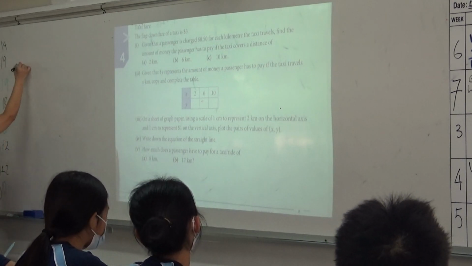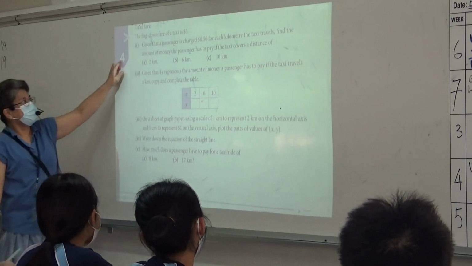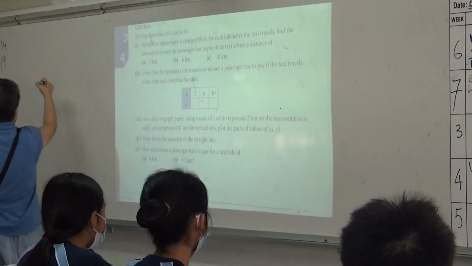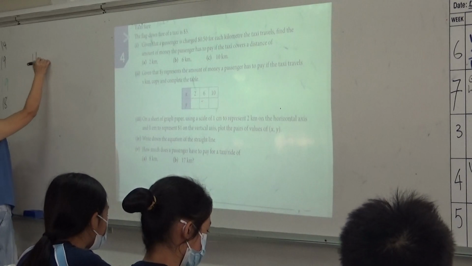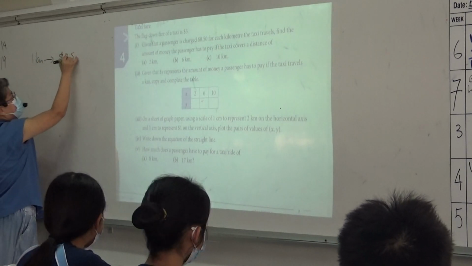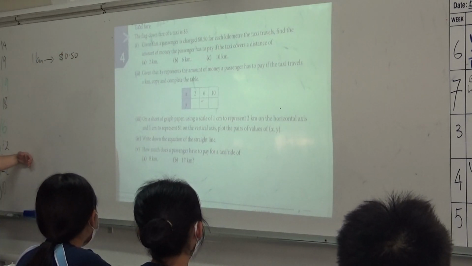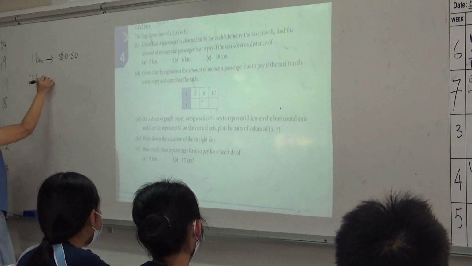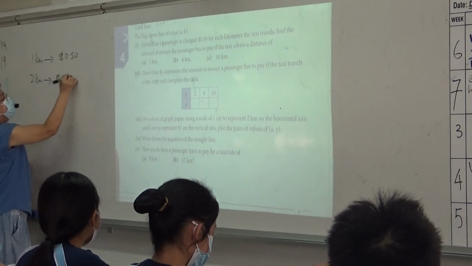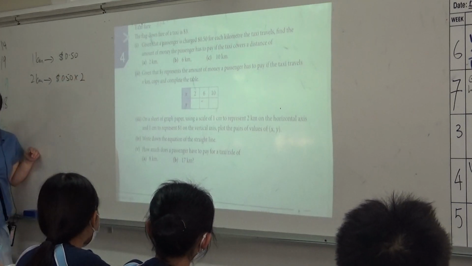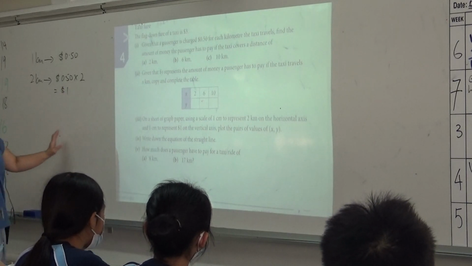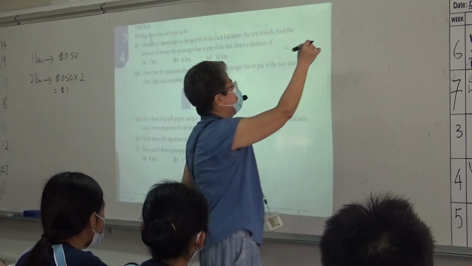All look up. Now, they say, given that a passenger is charged 50 cents for each kilometer traveled, that means 1 kilometer will be 50 cents, right? So, 2 kilometers will be 50 cents times 2, right? How much will she be charged? $1, right?